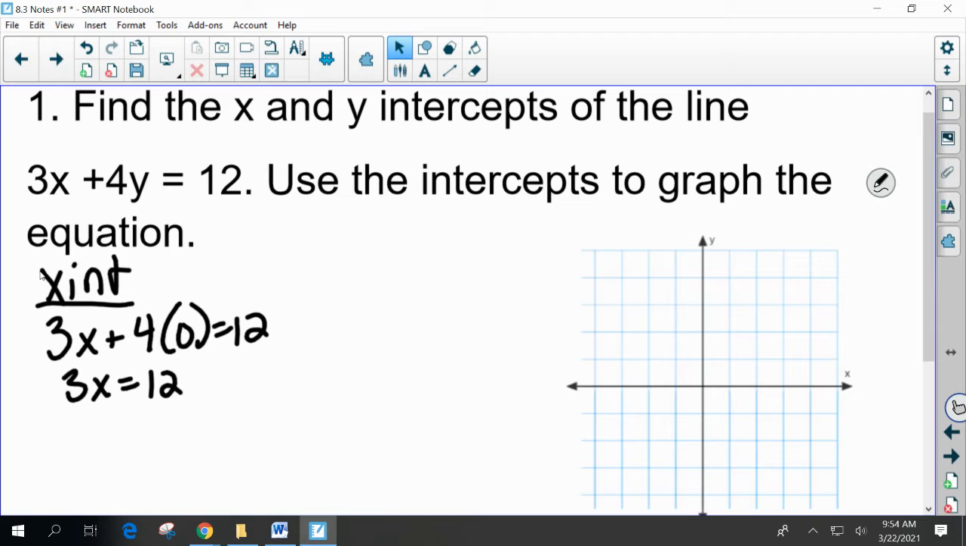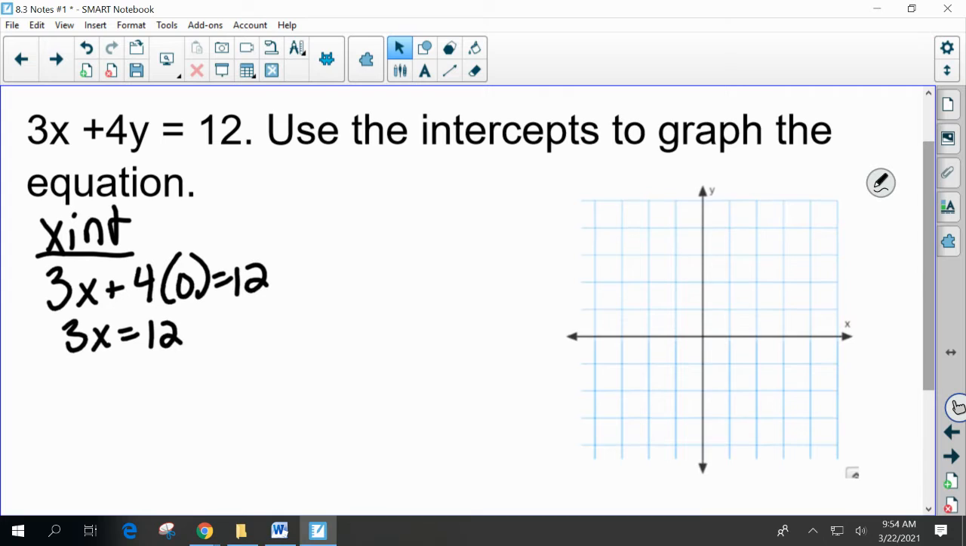So then how do I solve that? Divide both sides by 3. So x would equal 4. Okay, so that tells me that my x-intercept is 4. So I'm going to put a dot at 4 on the x-axis. So that would be right here.